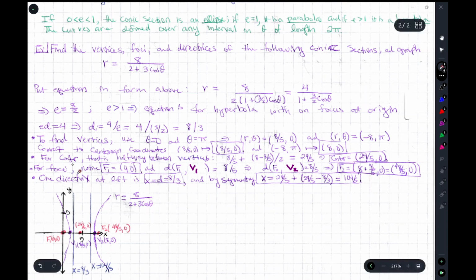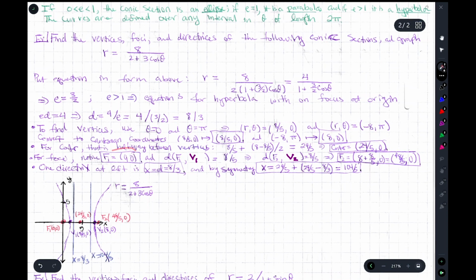Well, what about the center? The center is halfway between these two vertices. So what we could do is start at 8/5 and add half the distance between the vertices. Okay, that's what's going on there. And you'll get 24/5, so the center is there, 24/5, 0.